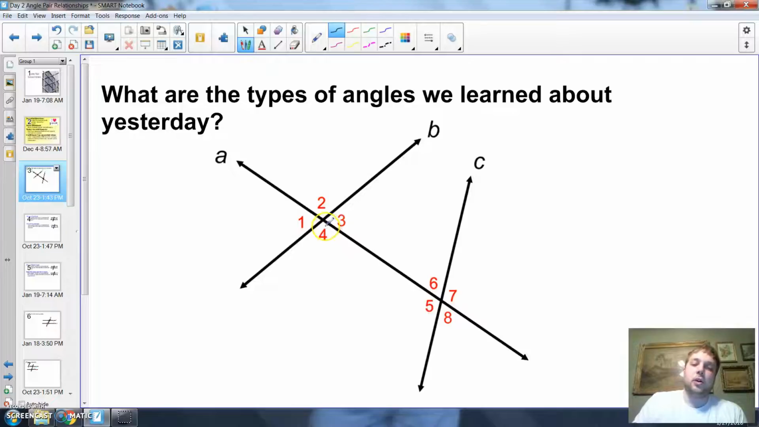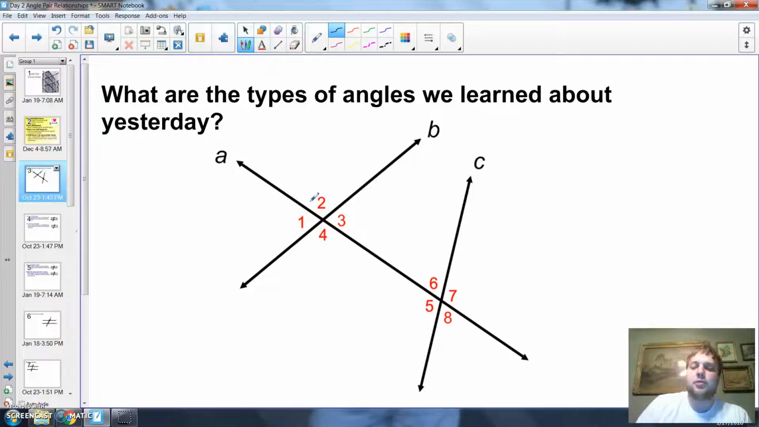So we learned that 4 and 6 are alternating on that transversal, and they're on the inside, so alternate interior. 1 and 7 are alternating and they're exterior. And then 3 and 6 are on the same side, so they're called same side interior. And then we also learned that if they're on the same side, located in the same kind of place, they're called corresponding. And so 6 and 2 would be corresponding in that case.